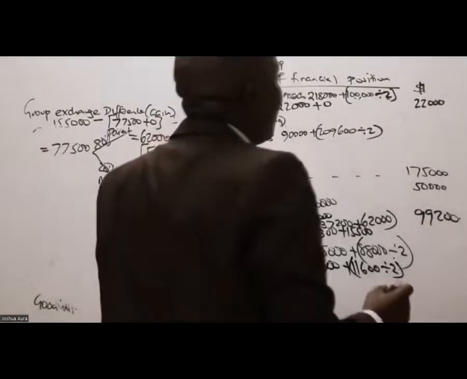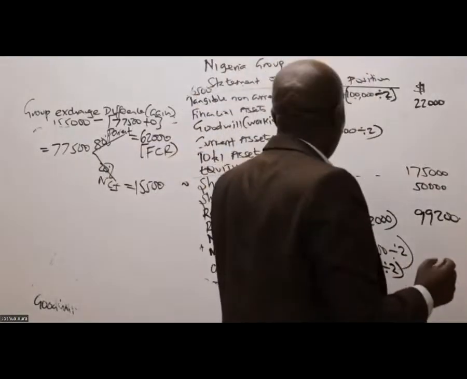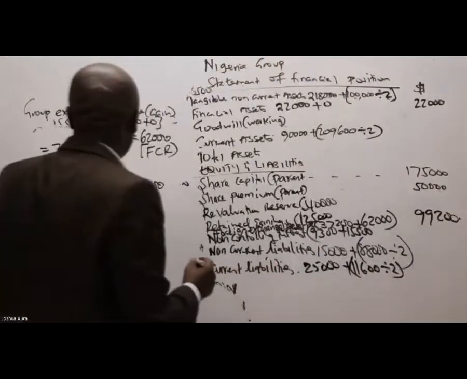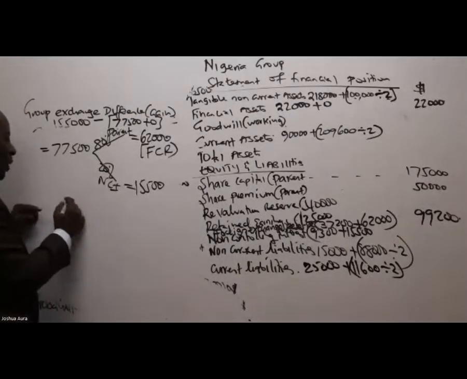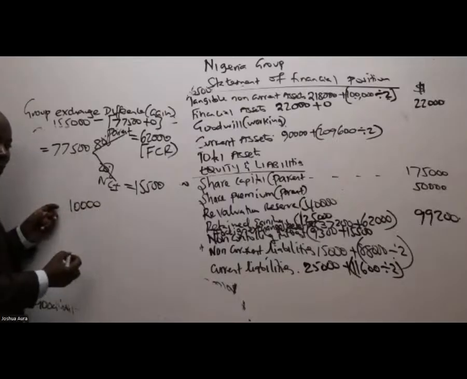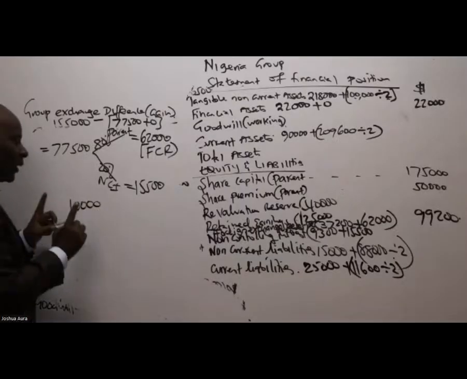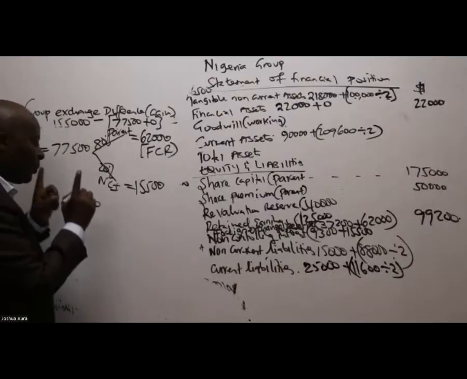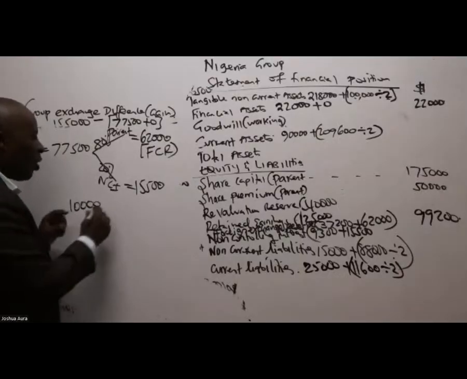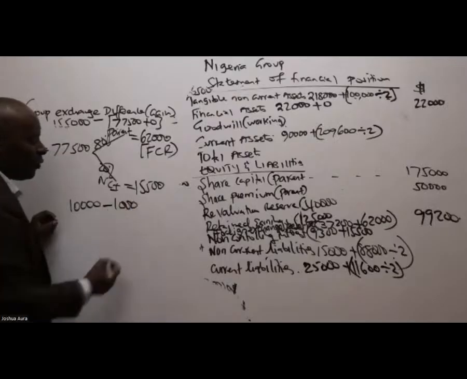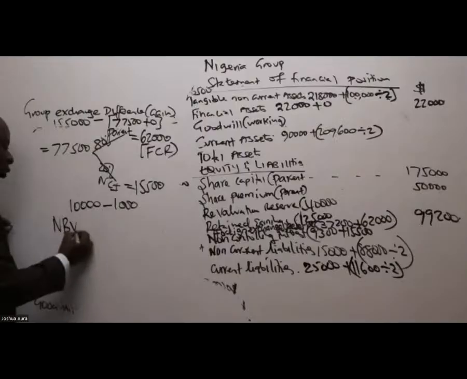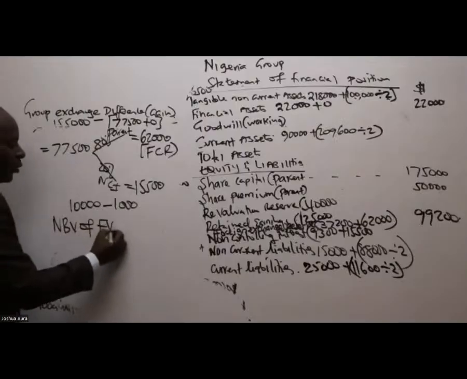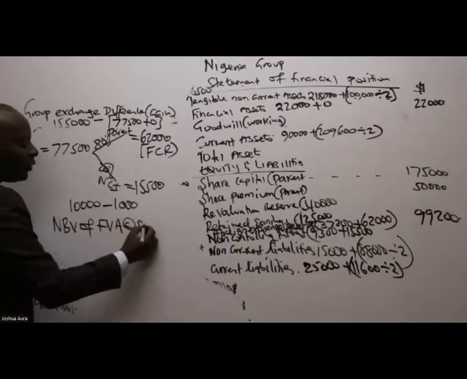So this fair value adjustment, I would want to be very clear here. Remember at acquisition, we did a revaluation upwards of 10,000, right? But remember that there was depreciation over 1,000. So what is the net book value of this fair value adjustment at the end of the year?